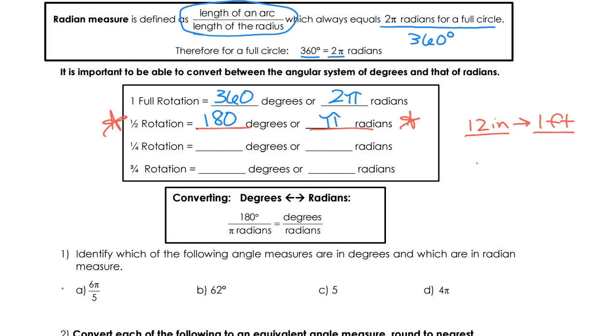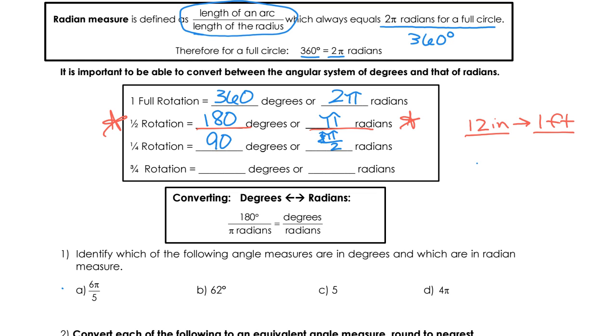If we keep going, guys, a quarter rotation, if you go a quarter way around the circle, we know that that's 90 degrees. And that would be half pi, because half of 180 is 90. Half of pi is half pi. But you're going to see it written as pi over 2. Just know that there's a 1 in front of the pi. However, they're never going to write it. So they'll just say pi over 2 is the same thing as 90 degrees.